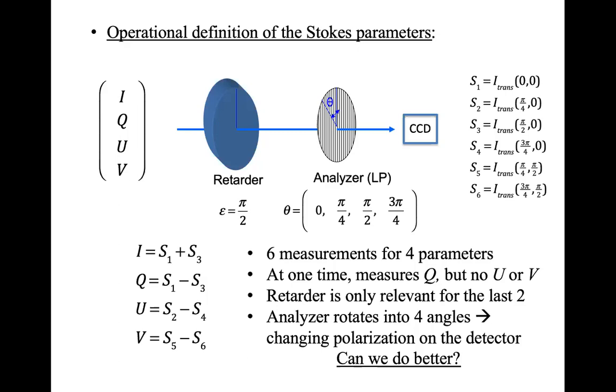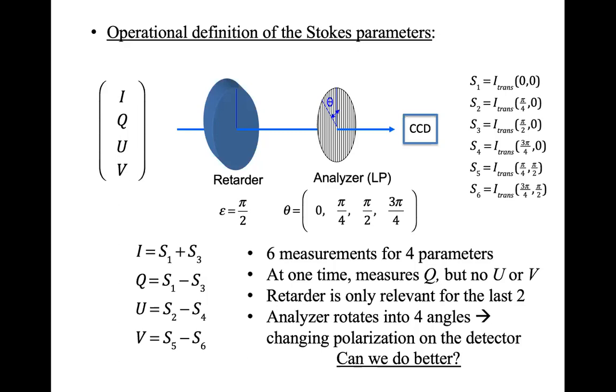What we're doing is temporal modulation. So measuring Q only in S1 and S3, but not in S2, only makes sense if everything is stable in time. If things change, maybe this Q and this U are not compatible. And you'll see this more clearly later.